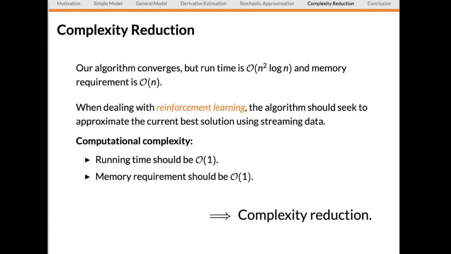So we explored different ideas. Our algorithm converges, but not in very good computational time, the running time. If we deal with reinforcement learning, then the ideal is that the running time should be just O(1). You should just go boom, boom, boom, boom, and forget the past. You just keep working. And the memory requirement should not grow either, should be sublinear or just like that. Because, of course, if you have to store more and more data, then at some point it's going to explode. So we need to find ways to do complexity reduction.